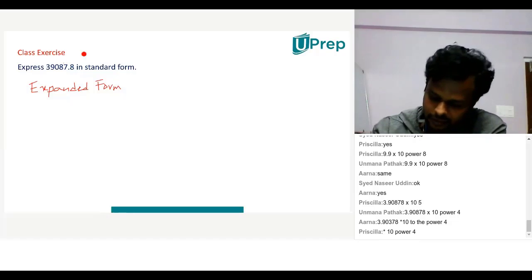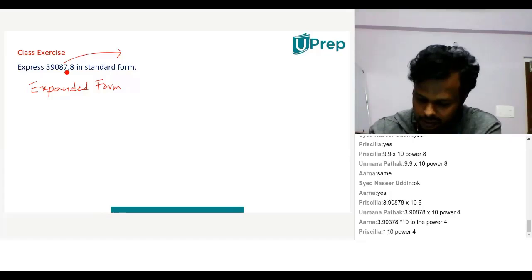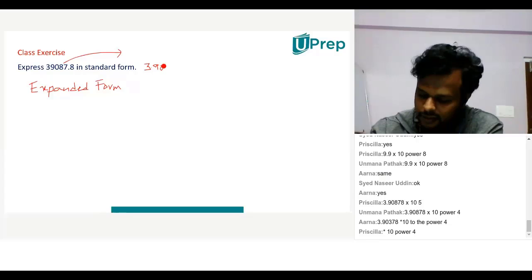So children, as most of you have written it, it is what? Children, I'm shifting this point 4 places so that I can get it as 3.90878 into 10 power 4.